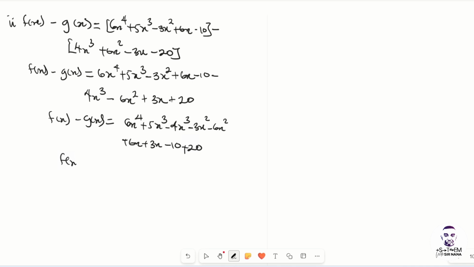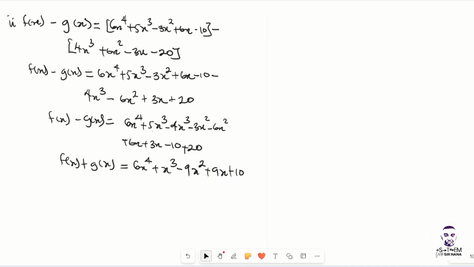So it means that our f of x minus our g of x will be equal to 6x raised to the power 4. 5 minus 4 will give us plus x cubed, right? Minus 3x squared minus 6x squared will give us minus 9x squared. And then we have 6x plus 3x is going to give us plus 9x. And then minus 10 plus 20 will give us plus 10, right?